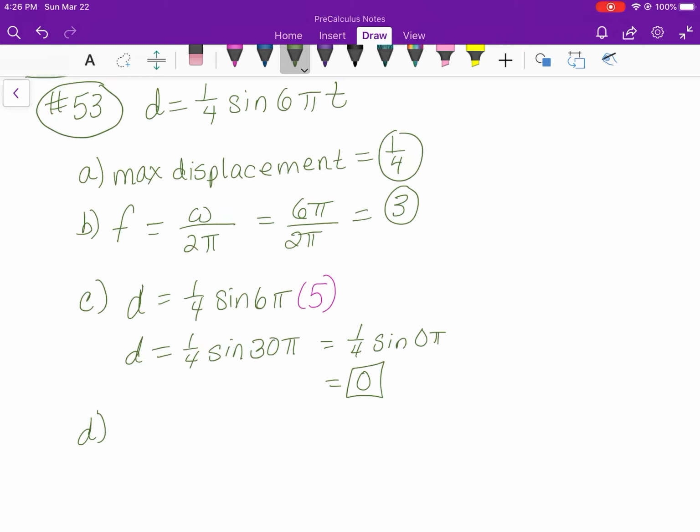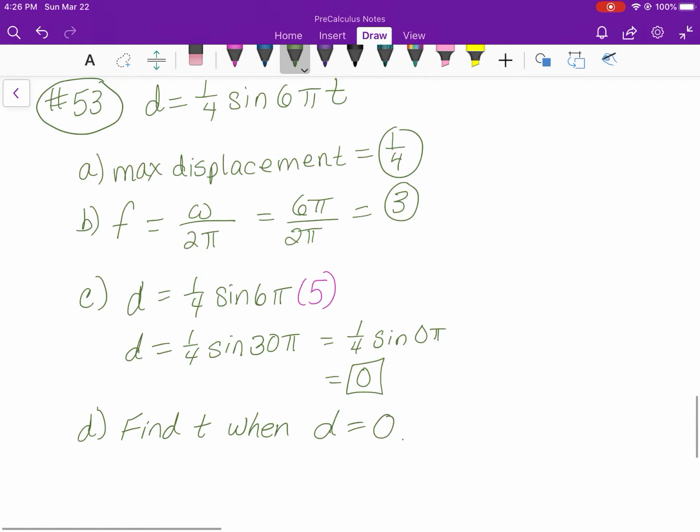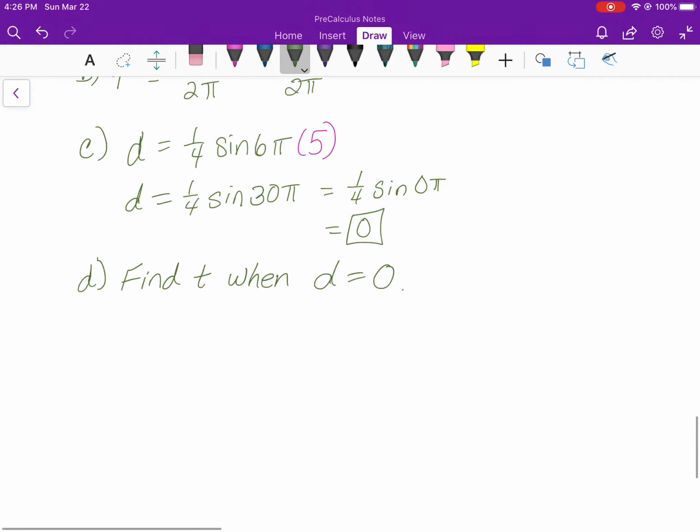Okay, so find t when d equals 0. So I'm going to take my equation from up above and I'm going to set it equal to 0. All right, so I'm going to multiply both sides by 4. Okay. And that's going to give me 4 equals sine of 6 pi t.